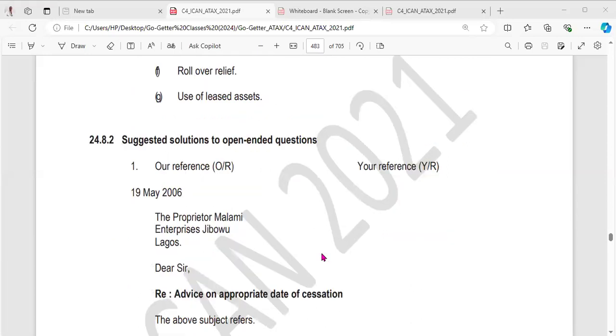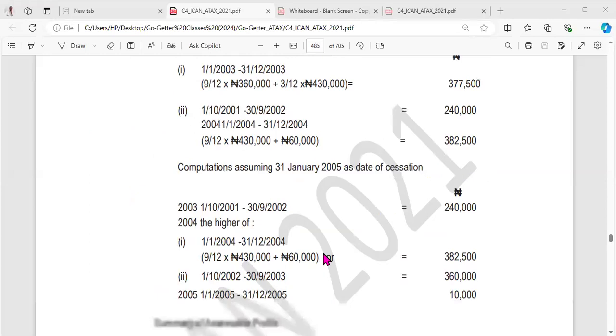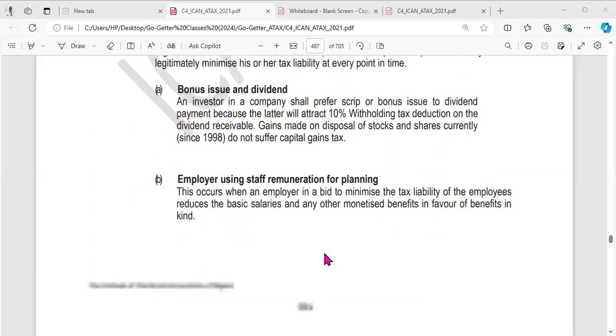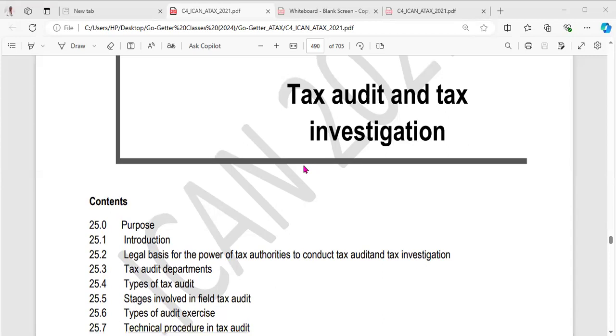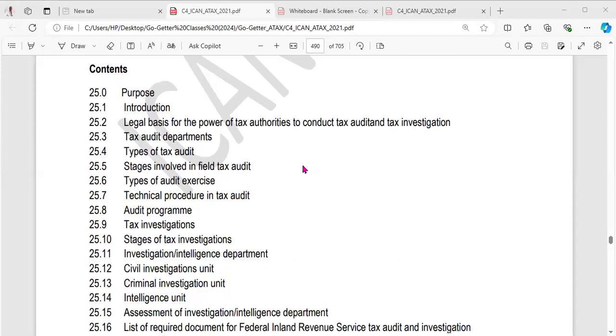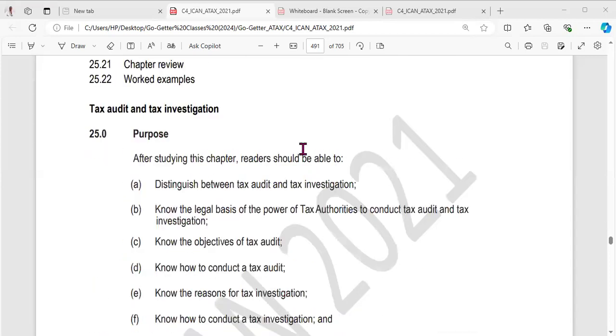So we'll now talk briefly on a topic called tax audit and tax investigation. Tax audit and tax investigation. All right, so let's talk about tax audit and investigation.